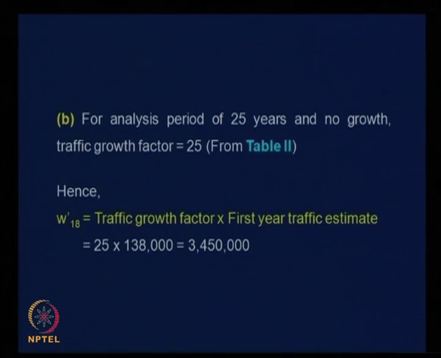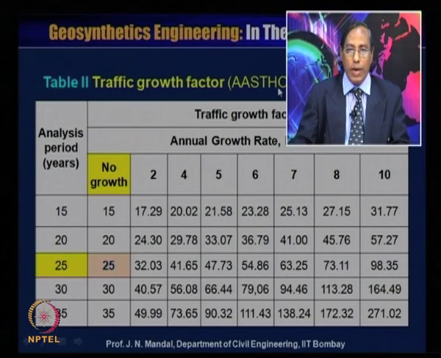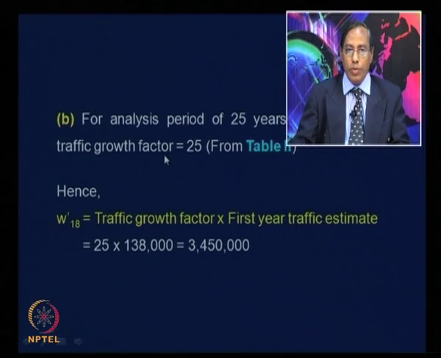Now, B, for an analysis period of 25 years and no growth, the traffic growth factor is equal to 25. This we have calculated from Table 2. So, no growth factor for 25 years. This is from Table 2. This is the traffic growth factor as per AASHTO 1993, and the analysis period is 25 years and no growth, that is why the traffic growth factor will be equal to 25. There is no growth, but for the analysis period of 25 years.